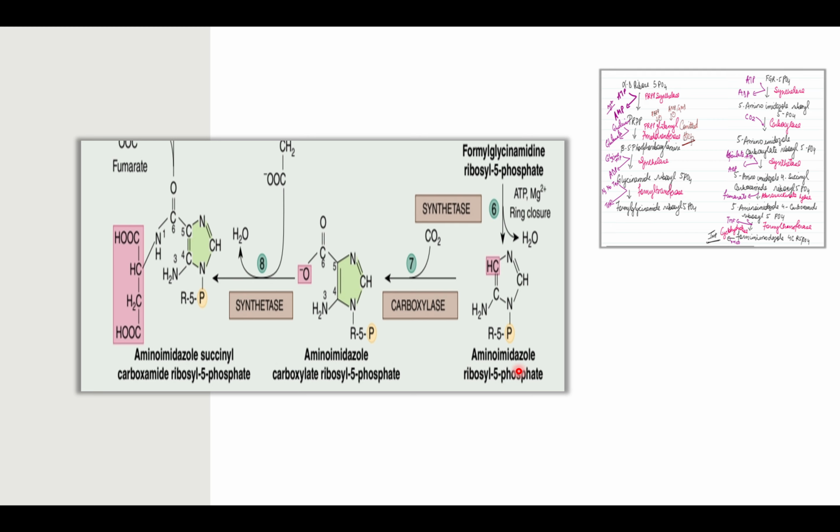This amino imidazole ribosyl 5-phosphate, in the presence of enzyme carboxylase, utilizes one molecule of carbon dioxide to form amino imidazole carboxylate ribosyl 5-phosphate. This, in the presence of synthetase, utilizes one molecule of aspartate, releasing one molecule of water to form amino imidazole succinyl carboxamide ribosyl 5-phosphate.